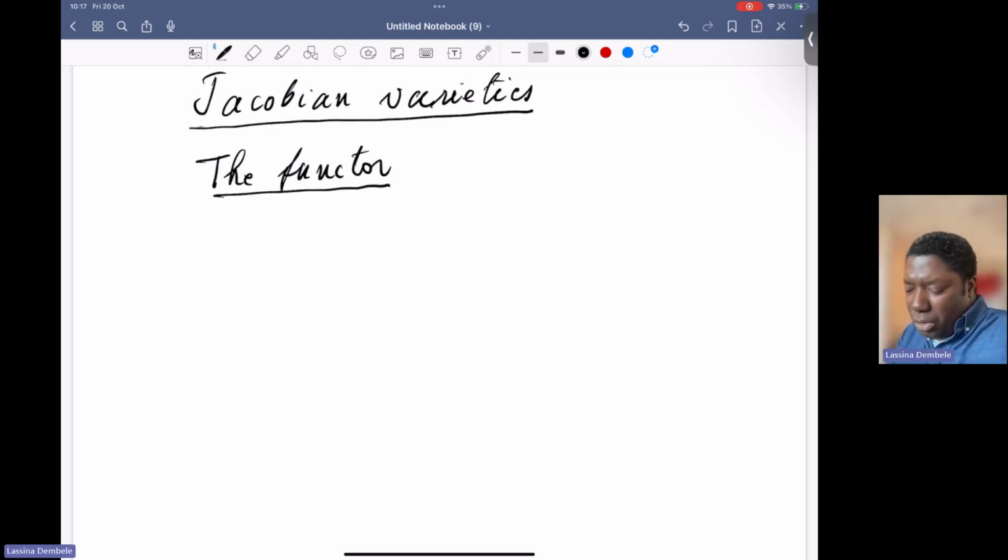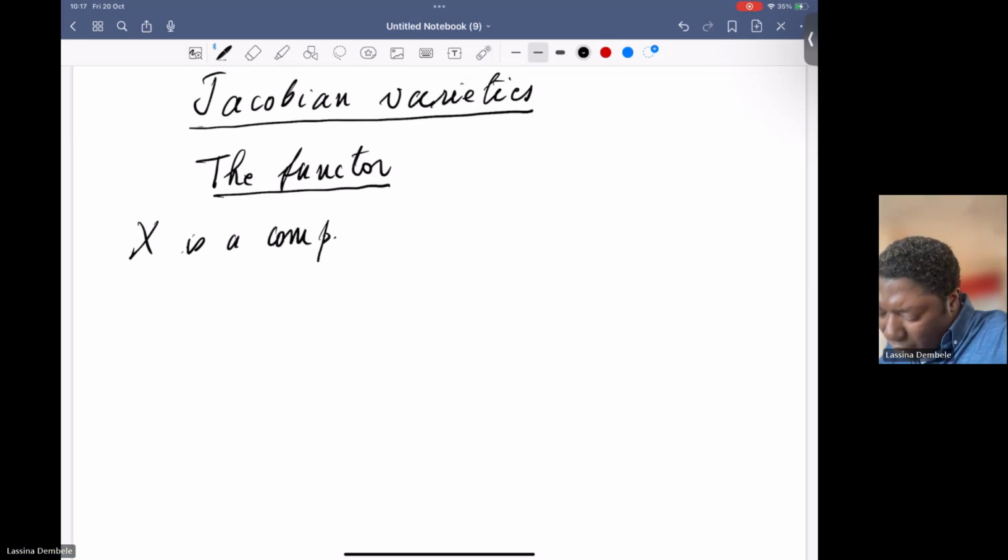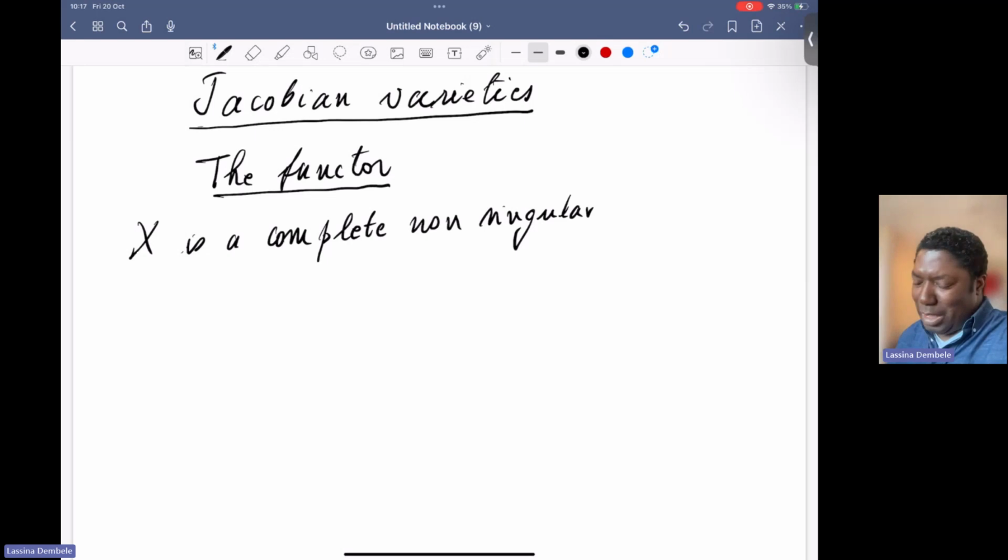Okay, so the setup is that we let X be a complete non-singular curve. Again, you don't have to worry about the technical statement because I'm going to give you some examples to give you a working knowledge. So this is over our fixed base field k.